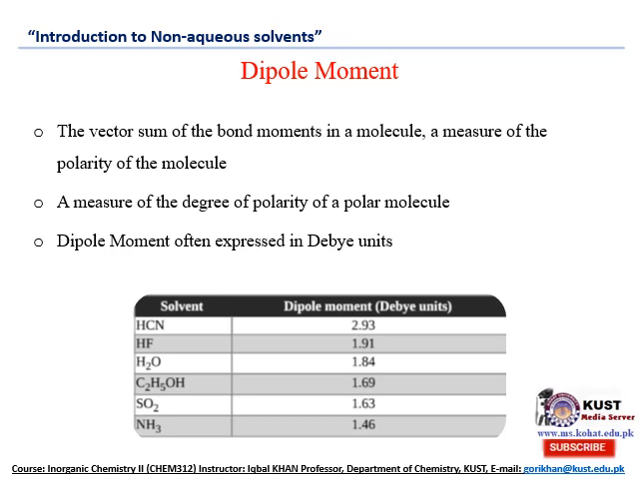Then we see the dipole moment. It is often expressed in debye units, and those of some of the selected solvents have been given in the following table, like here, that is of HCN, HF, H2O, ethyl alcohol, sulfur dioxide, liquid ammonia. So these are some of the examples of dipole moment, and these indicate that while going down the table there is a decrease in the dipole moment, so polarity is decreasing while we go down this table.